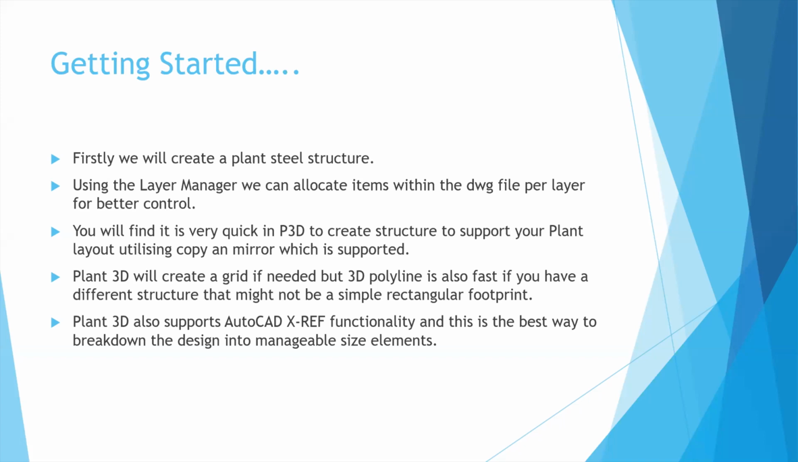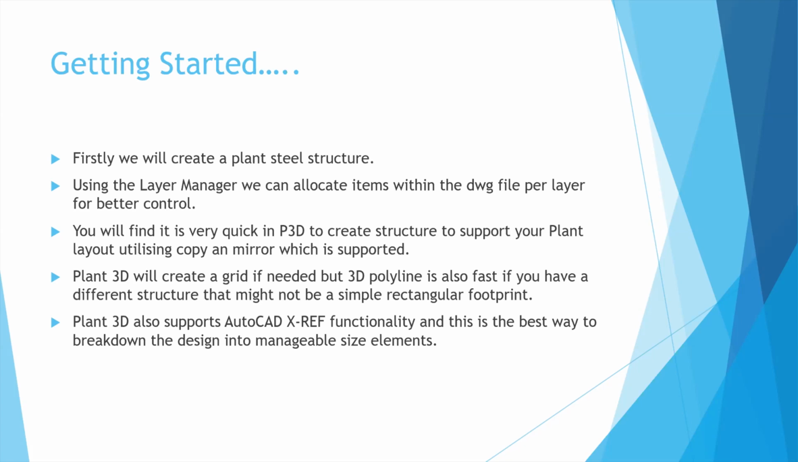You'll find it's very quick in Plant 3D to create structure to support your plant layout, utilizing copy and mirror, which is supported for Plant 3D in the steel section. Plant 3D will create a grid if you need it to, but I find a polyline is just as fast for doing an actual layout. At least the 3D polyline or the grid gives you something to physically click on when you're placing those steel members to go into Advanced Steel.